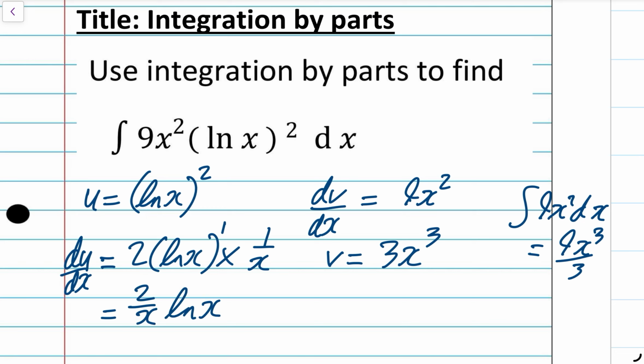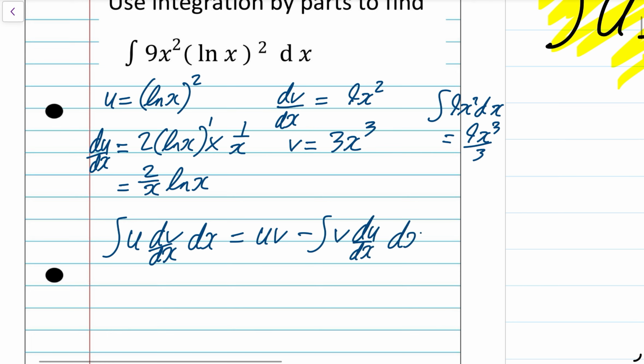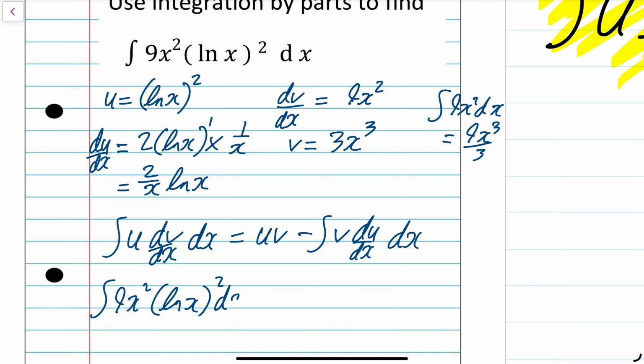We'll tidy it up. Okay, now we'll write down our formula again, because it's easy to forget. The integral of u dv by dx integrated with respect to x is uv minus the integral of v du by dx. So in this case, the integral of 9x squared times ln of x, all squared, dx, is going to be my u times my v.